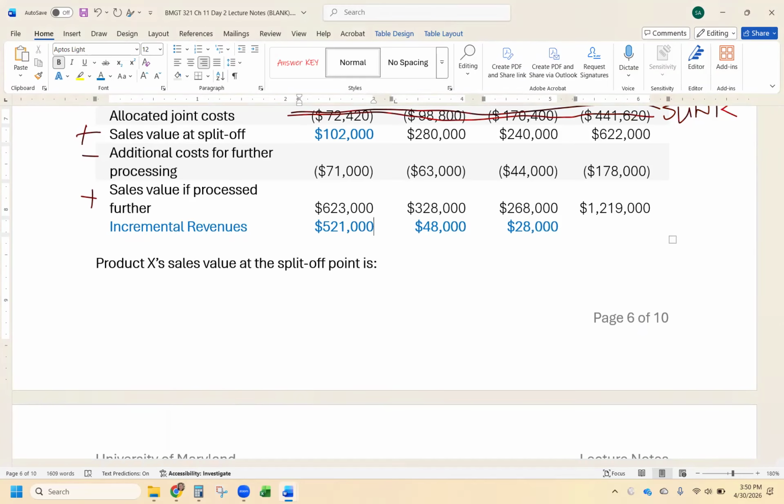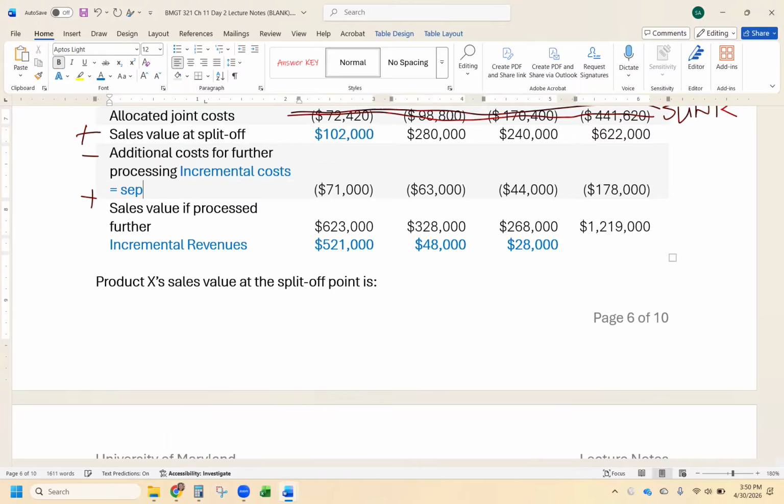Okay. So now we've got the incremental revenues. We just need the incremental costs. The cool thing about this is that the incremental costs are the separable processing costs. So that's these right here. So that's pretty cool.